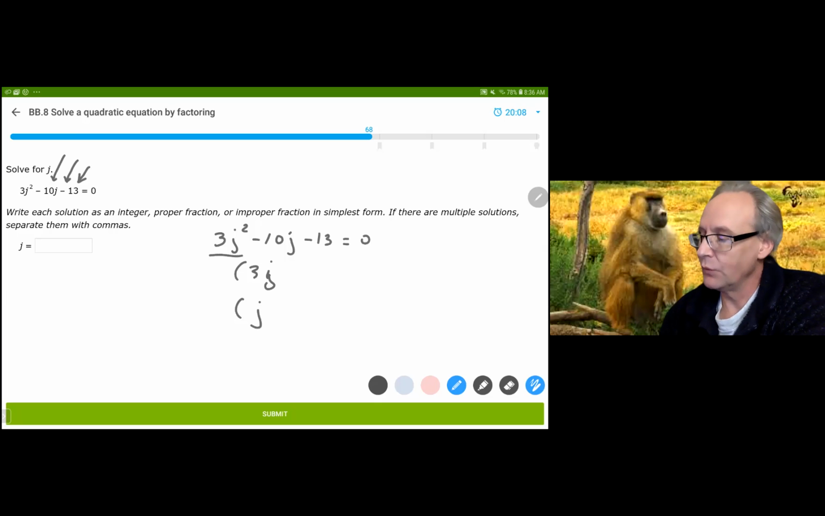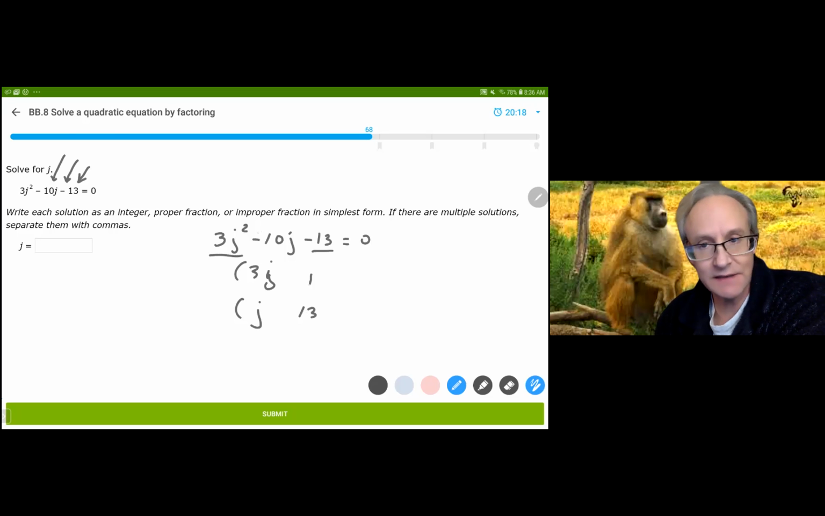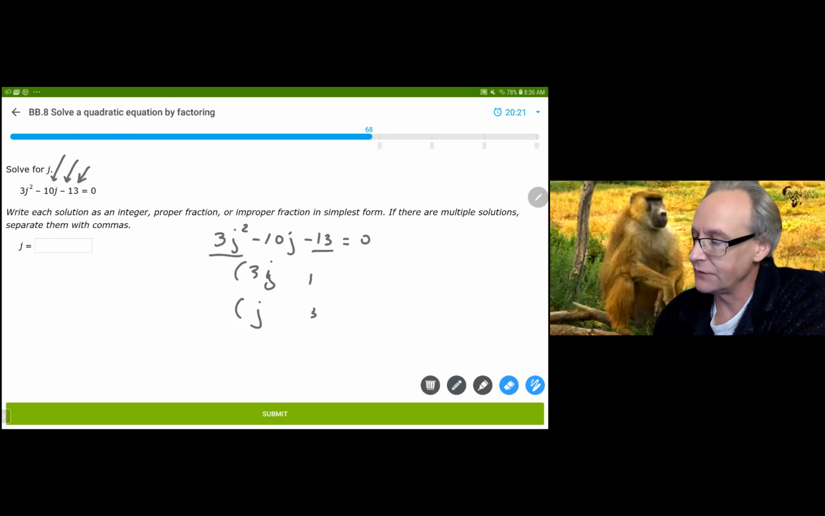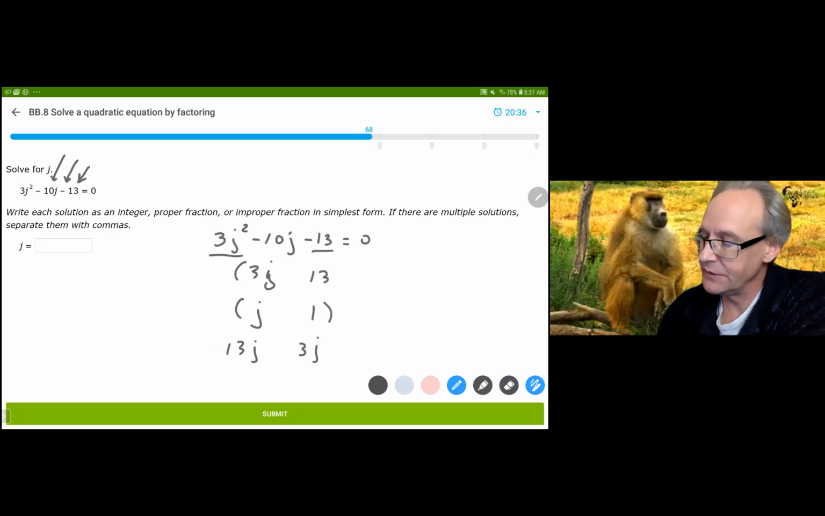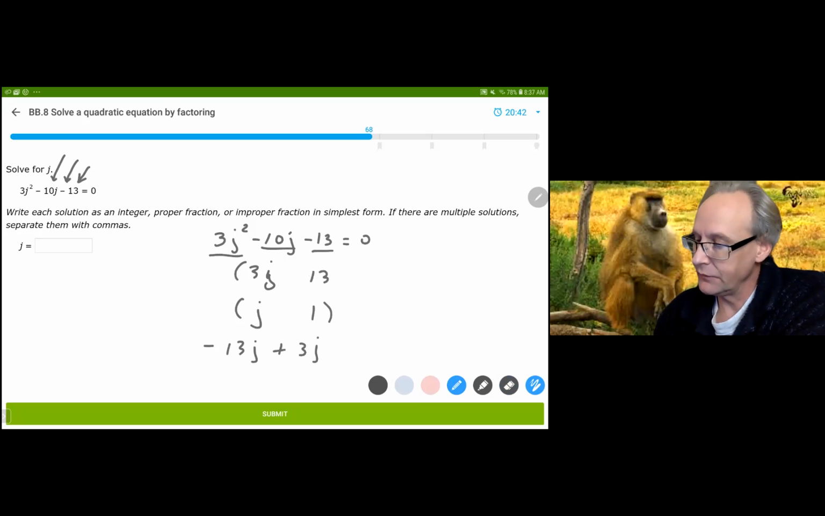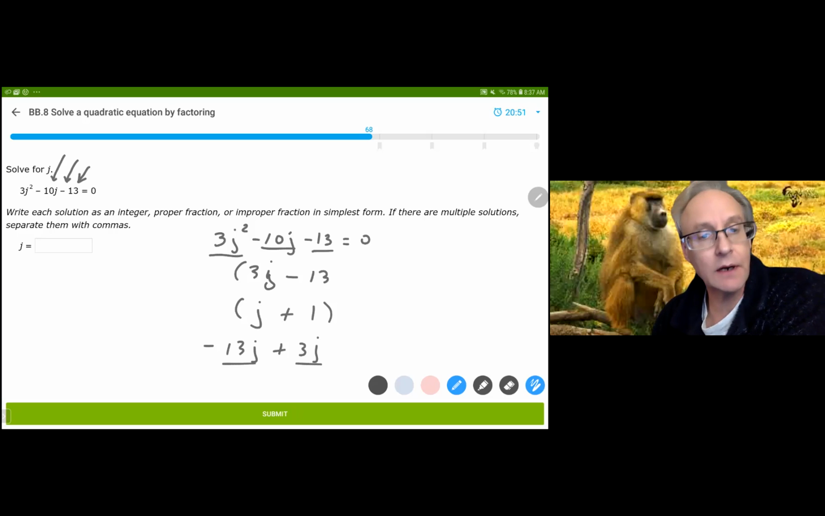Well, look at this. There's only one way to get 13: 1 and 13, or 13 and 1. If I do 13 and 1, I'm going to get 39 and 1. That is not going to have a difference of 10. So clearly I have to do the other way. Now I get 3j this way and I get 13j this way. I'm cross multiplying, by the way. Now I know that one of them has to be negative and one of them has to be positive so that I get a negative 10j in the middle. The negative was with the 13 and that gives me negative 13j, and 1 times 3j gives me my 3j, and there we are.